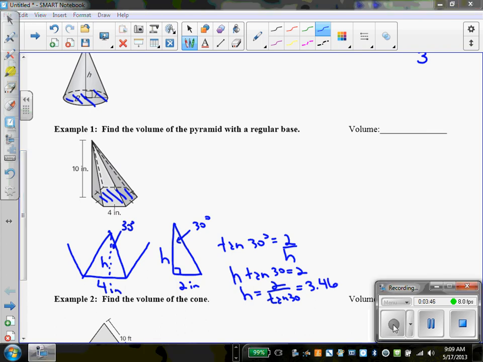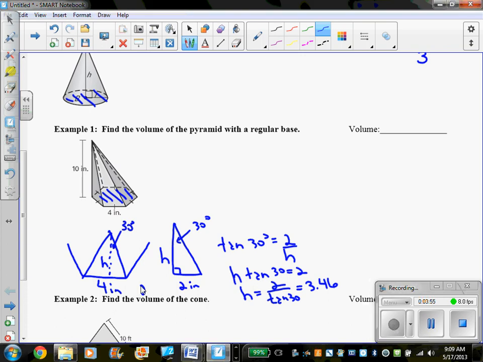Now, just as a reminder, this right triangle over here, we used tangent, but we could have just used special triangles where we could have taken 2 and just multiplied it by the square root of 3. That would have given us the same answer as this 3.46. Just thought I'd throw it out there as a good reminder.